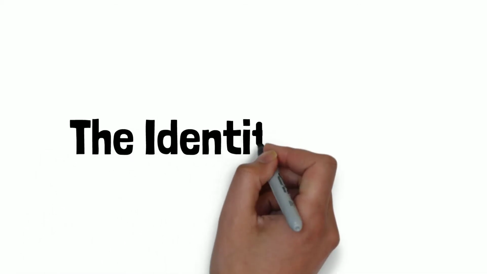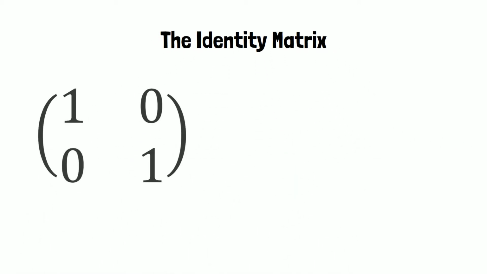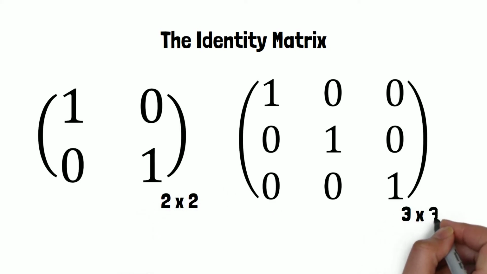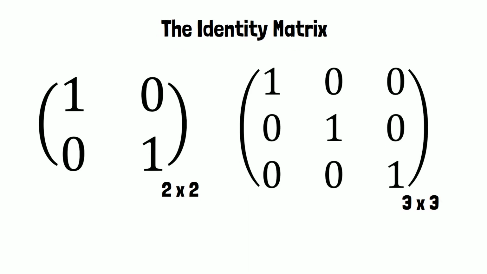Now we can return to the identity matrix. The identity matrix has 1s on the main diagonal and 0s anywhere else. The identity matrix is always a square matrix. It can be of order 2 times 2, but also of order 3 times 3, and so on. The identity matrix follows the same multiplication logic as the multiplicative identity. If you multiply matrix A with the identity matrix, you end up with matrix A.